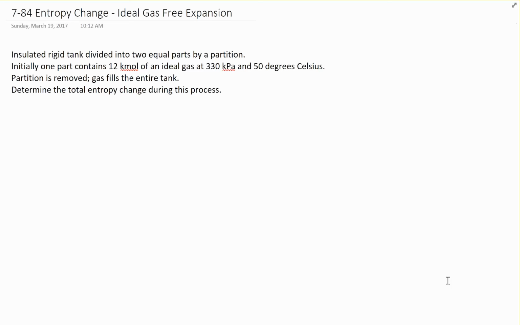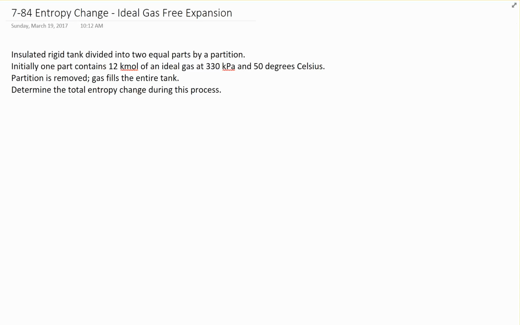Okay, in this video I'm going to show you how to solve an ideal gas free expansion problem. In this problem we have an insulated rigid tank that's divided into two equal parts by a partition. Initially one part contains 12 kilomoles of an ideal gas at 330 kilopascal and 50 degrees Celsius. Now the partition is removed and the gas fills the entire tank. We need to determine the total entropy change during this process.